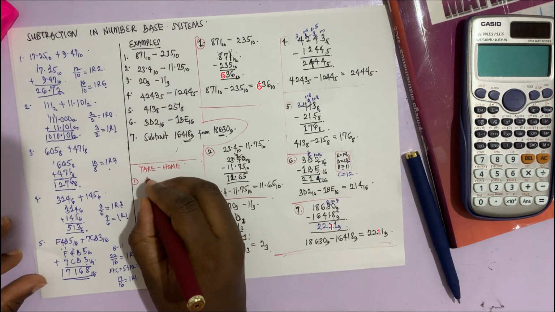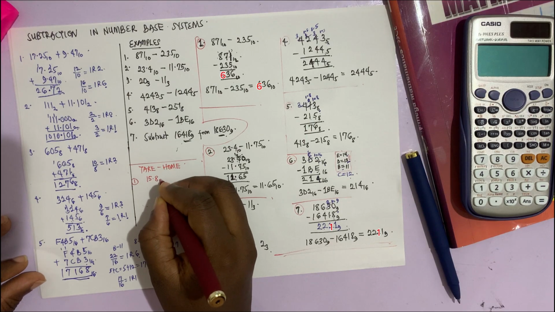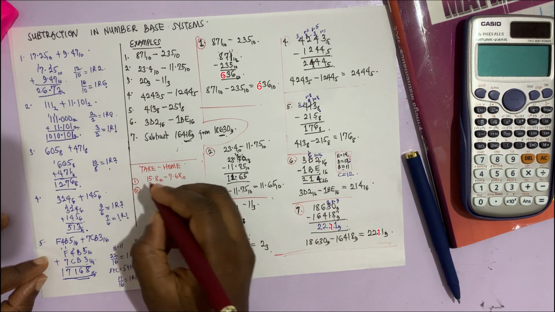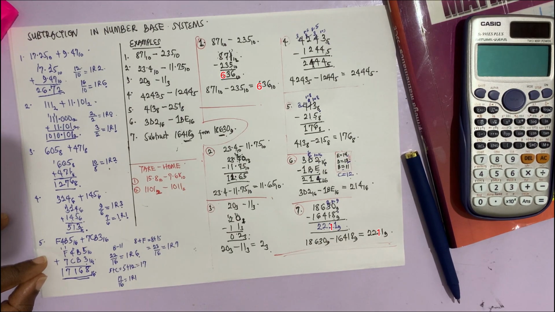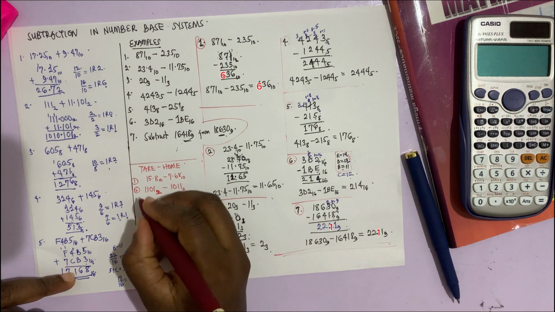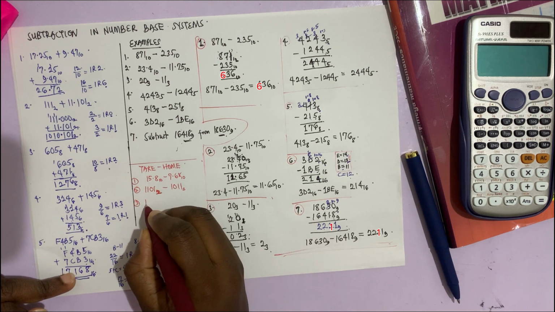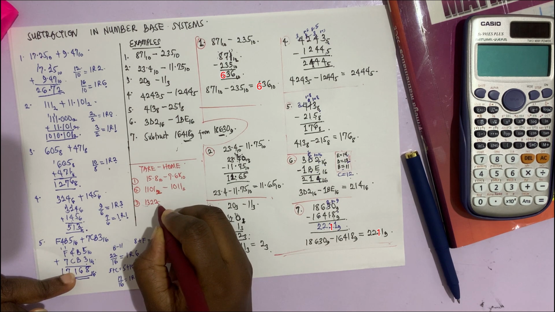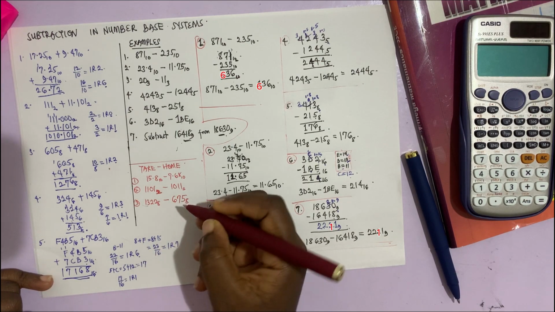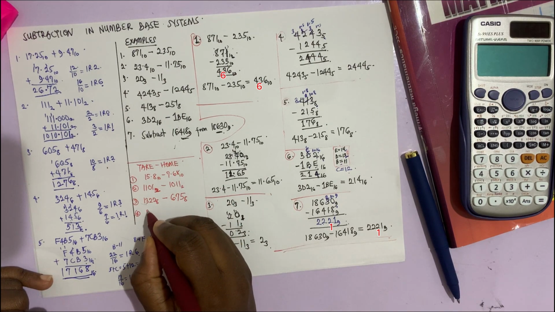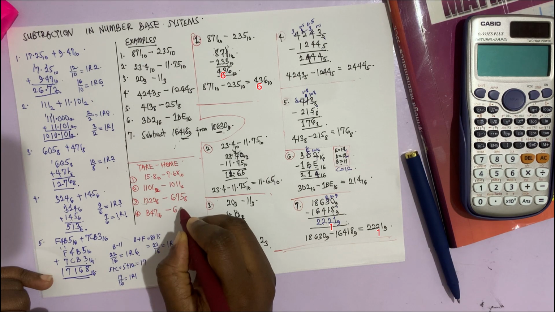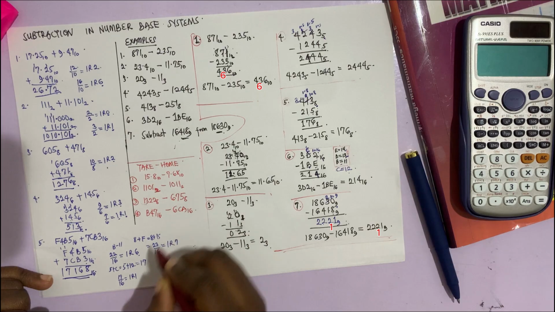Take home questions for this lesson. Question 1. 15.8 base 10 minus 7.68 base 10. Question 2. 1101 base 2 minus 1011 base 2. Question 3. 1322 base 8 minus 675 base 8. And B47 base 16 minus 6CA base 16.